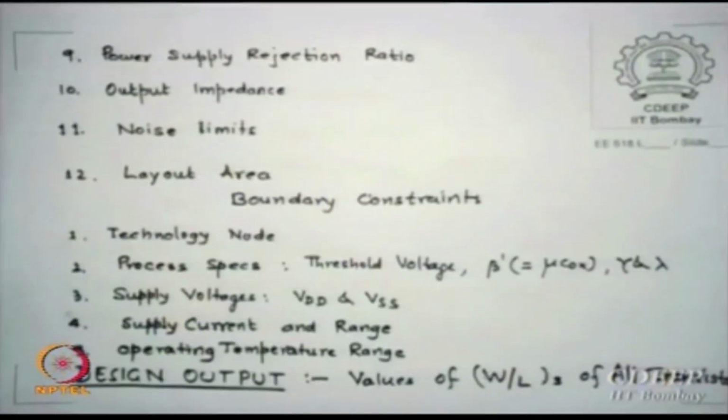Okay, the other parameters to worry about in design are the power supply rejection ratio, PSRR. The output impedance sometimes is specified. This is sometimes very important, in fact in some larger circuits where impedance matching for power transfer is very relevant. So sometimes they do specify output impedance.